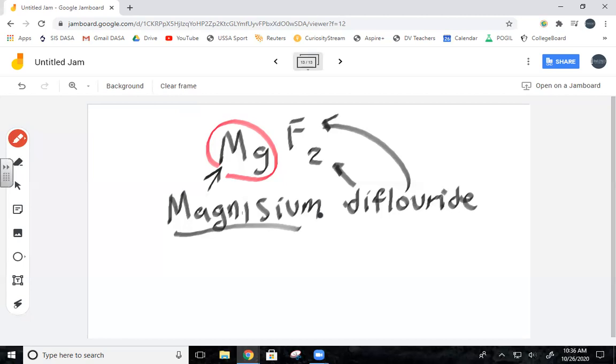Yeah, Franklin. What is ACL? That's two different capital letters in the same element. This indicates that it's actually a part of the actual thing. These right here are just placeholders. Okay, so magnesium difluoride.